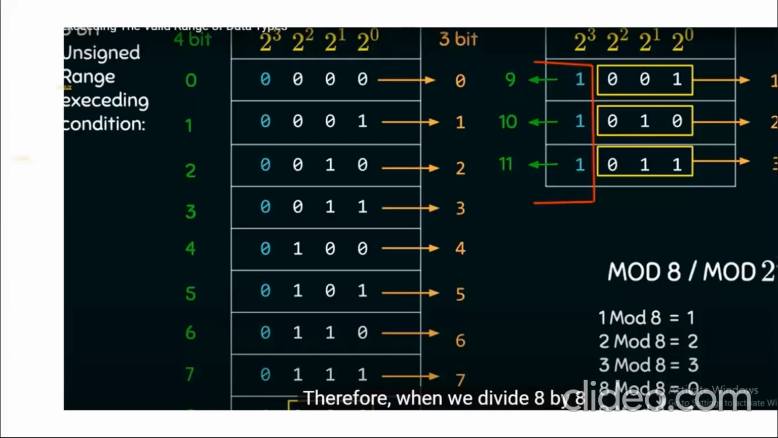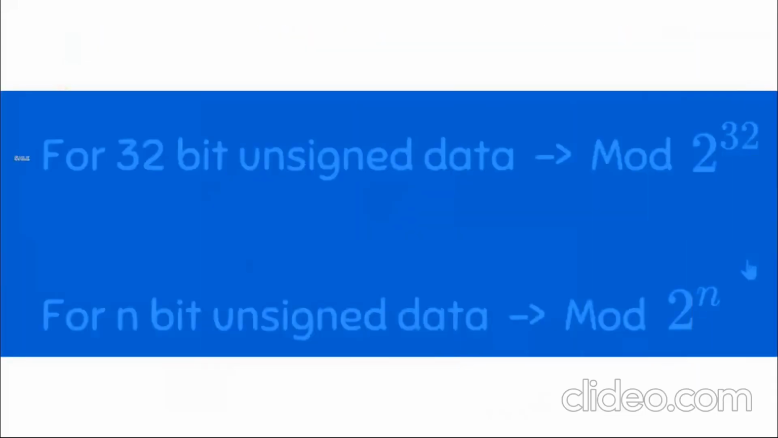The same way, let's see how it comes by considering the mod function. Here it is 3 bits of data, so it is 2 cubed. 1 mod 8 equals 1, 2 mod 8 equals 2. If you go to the next slide, previously we took only 3 bits of data, so mod 2 cubed. If you go for 32-bit unsigned data, mod 2 power 32. If you go for n-bit unsigned data, mod 2 power n.